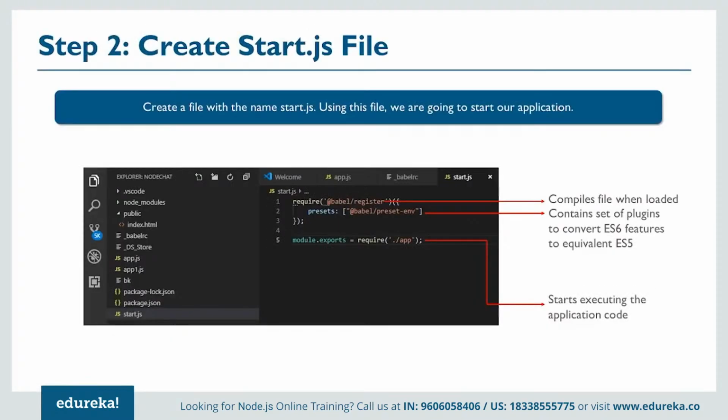So this line, Babel register, compiles the file when loaded, and presets contains a set of plugins to convert ES6 features to equivalent ES5. So Babel preset environment basically has, for example, arrow functions that need to be converted into the normal function where you write the function keyword. So that's one example of where the ES6 syntax is converted to ES5. There can be the object destructuring where you use the three dots, so that needs to be transpiled. So there has to be equivalent syntax for that.